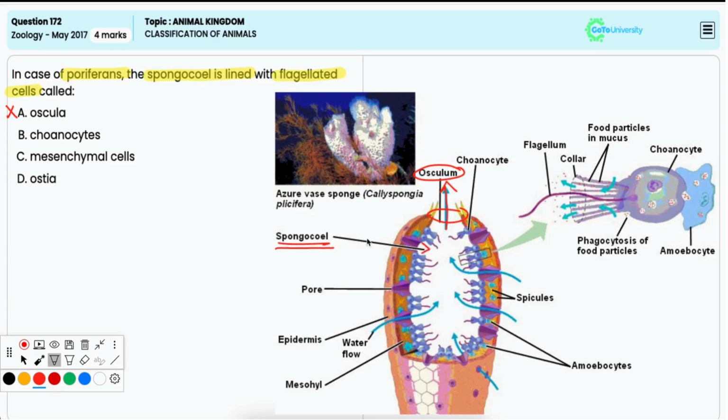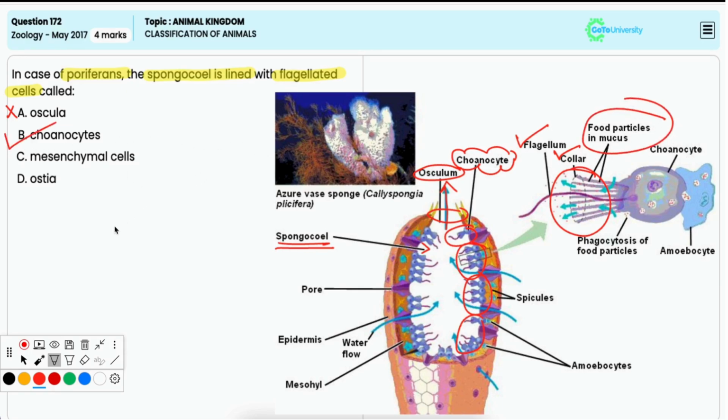Option B, choanocytes. Now, choanocytes or collar cells are flagellated cells that line the spongocele. Their flagella create water currents and their collars trap and filter food particles from the water. Hence, it is the correct option.